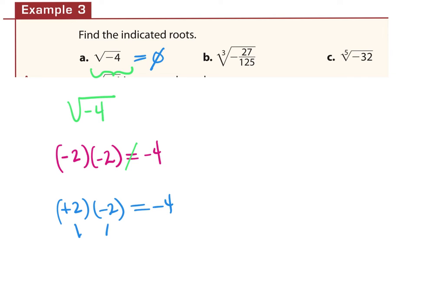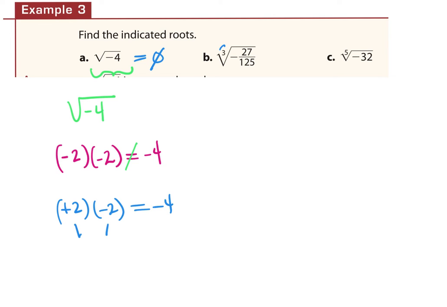And that's because my index is even. If my index is even, it means that they're going to pair up. And anytime something pairs up to multiply, it's going to be positive, if it's the same number. I can't have 2 of the same number multiply and get a negative number. That's not possible.